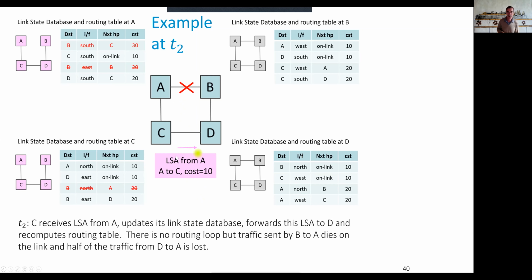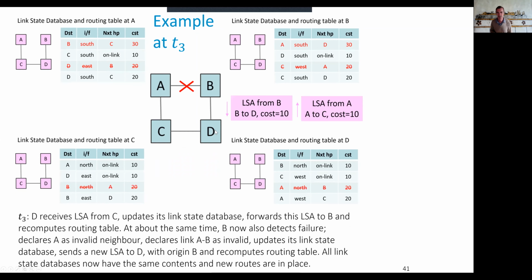Then after this update is received, C will update its topology database, flood it to all the other neighbors, that is to D, and will recompute Dijkstra. So now C has lost a path to B and will send everything to the east interface only. So now there will not be the routing problems, at least on this part of the network, but the rest is still inconsistent. And then you can imagine what happens.